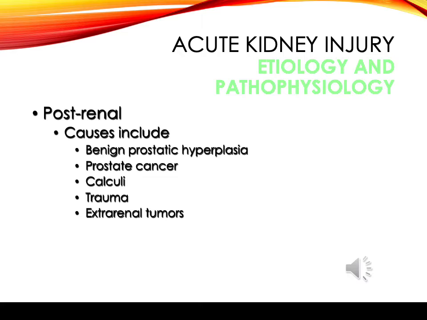With postrenal acute kidney injury, it's most commonly caused by an obstruction of urine. So with postrenal, something is going wrong after the kidneys. So patients who have BPH, prostate cancer, renal calculi, trauma, or any extrarenal tumors, there's some sort of pressure that's not allowing the patient to urinate, so there's a blockage. So that urine is going to build up and cause an acute kidney injury.